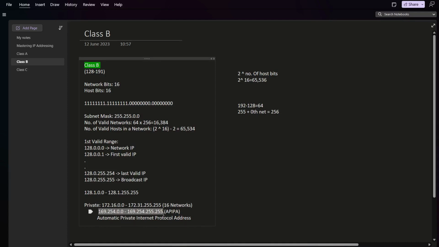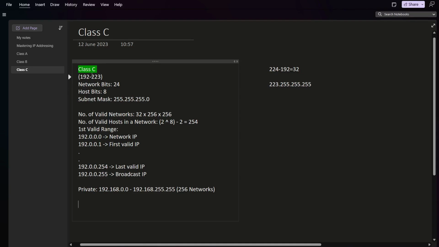There's also a reserved range in class B, which is 169.254.0.0 to 169.254.255.255, and this is called APIPA. The full form of that is Automatic Private Internet Protocol Address. Now this is your homework. Search about this. What is the APIPA network? When was it formed, why was it formed, and what is it used for?